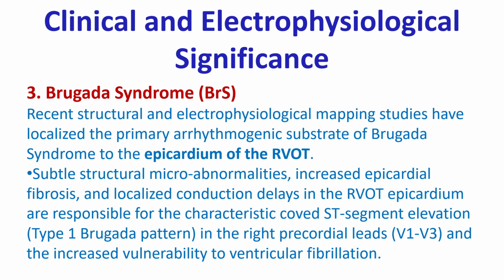Brugada syndrome. Recent structural and electrophysiological mapping studies have localized the primary arrhythmogenic substrate of Brugada syndrome to the epicardium of the RVOT. Subtle structural microabnormalities, increased epicardial fibrosis, and localized conduction delays in the RVOT epicardium are responsible for the characteristic coved ST segment elevation, the type 1 Brugada pattern, in the right precordial leads V1 to V3 and the increased vulnerability to ventricular fibrillation.